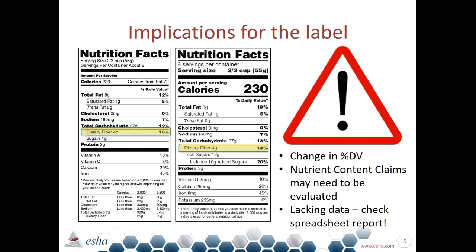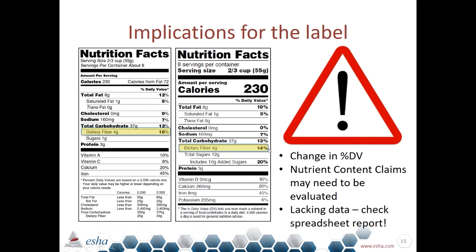Implications for the label. So in the previous slide, we had an example showing where not all the dietary fiber was considered beneficial. Here we have a scenario where everything would be considered beneficial, but as you can see, because of the change in RDI values from 25 to 28, this creates a difference in percent DV values. So we've got the old label here showing 16%, where with the new fiber RDI values, we're showing 14% daily value.